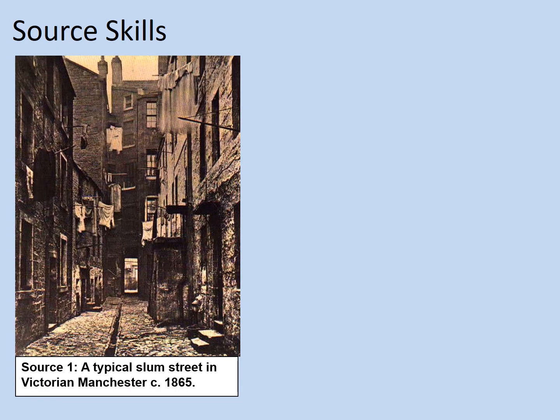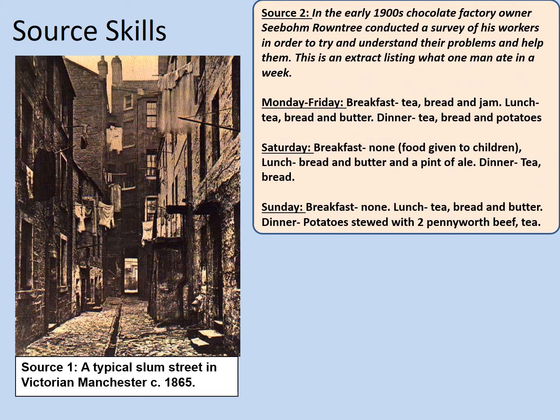Let's take a moment to improve our source skills and extend our knowledge of this problem. We've seen this photograph before. This is a typical slum street in Victorian Manchester in around 1865. And here we've got source 2, which is a description of some living conditions in the early 1900s. In the early 1900s, chocolate factory owner Seebohm Rowntree conducted a survey for his workers in order to try and understand their problems and help them. This is an extract listing what one man ate in a week.